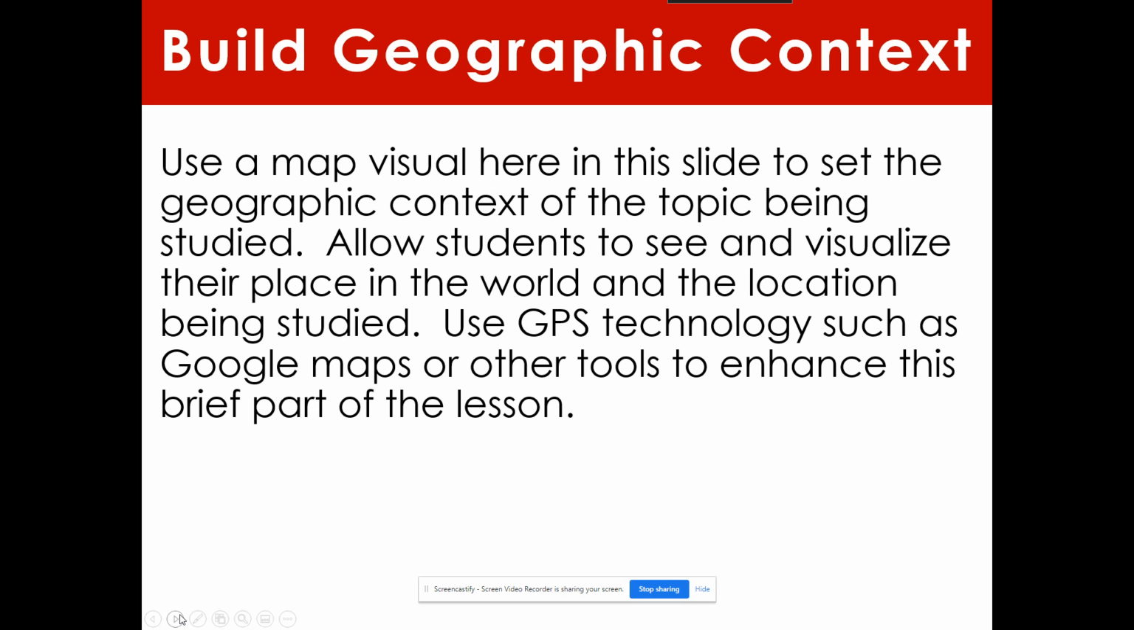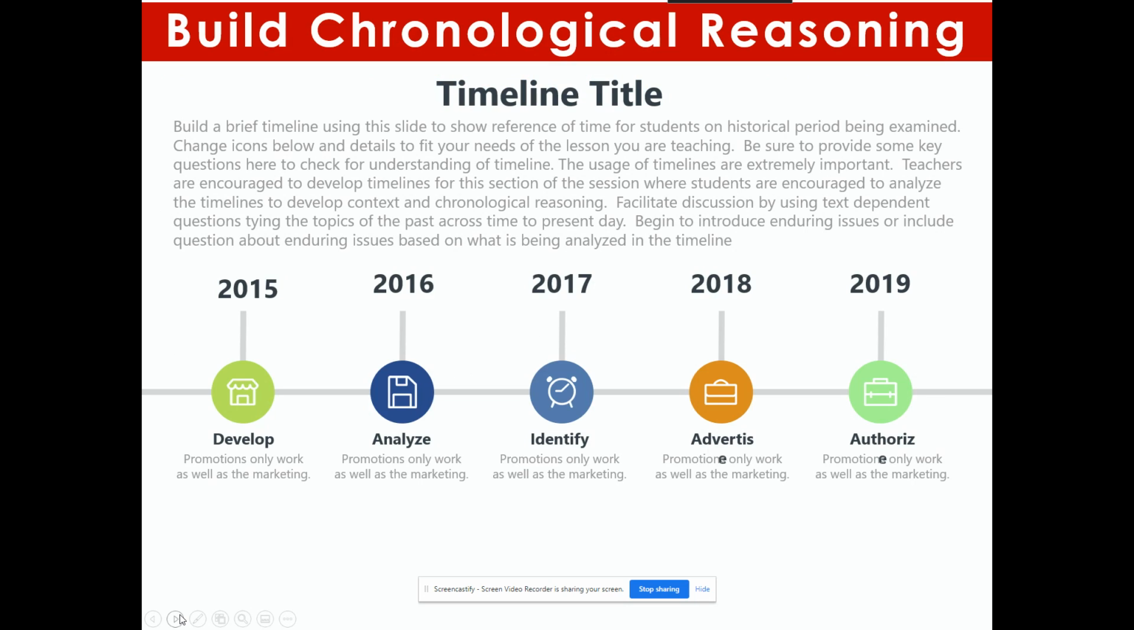So for example, if I'm studying Africa, I'm definitely going to put up a map of Africa, and I'm going to discuss the important geographic features that we are going to focus on while studying Africa. We're going to allow students to see and visualize their place in the world and the location being studied. You can use, obviously, digital technology such as GPS technology, Google Maps, and other tools to enhance this brief part of the lesson.